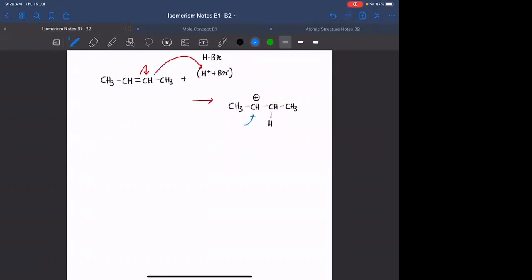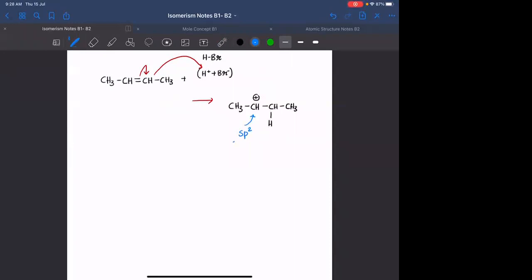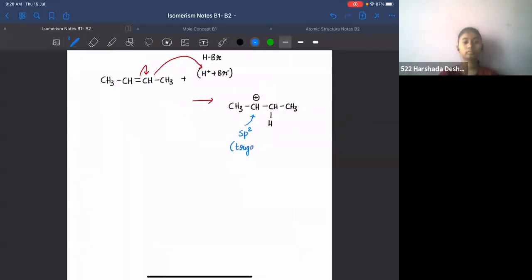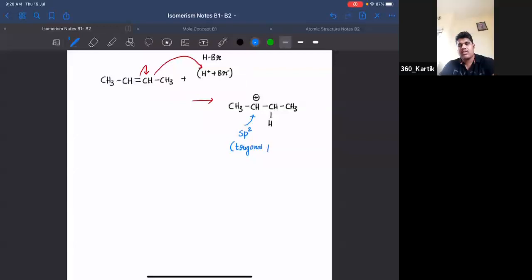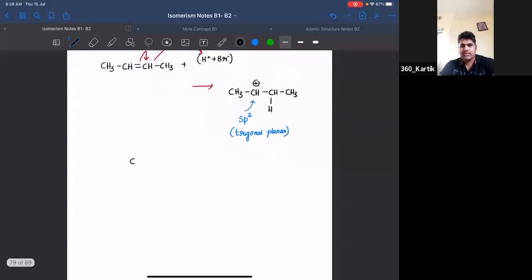sp3. sp2 means, what is the geometry? Trigonal planar. It is trigonal planar. Okay. और जो पॉजिटिव चार्ज है किस ऑर्बिटल में है? p orbital. It is present in p orbital.